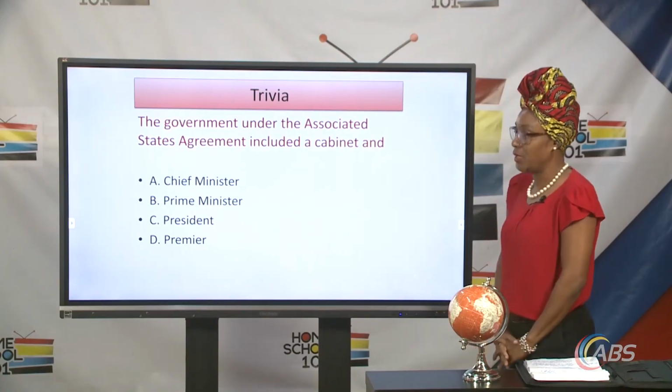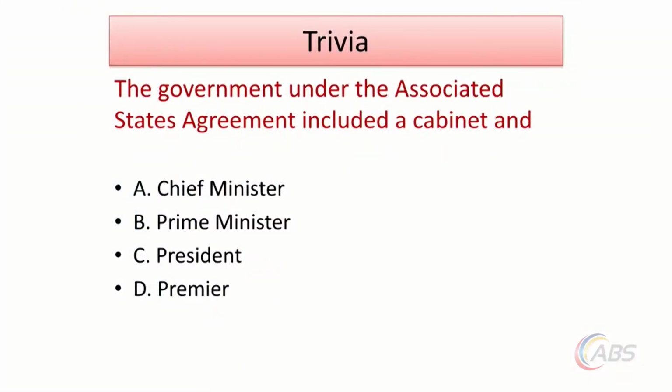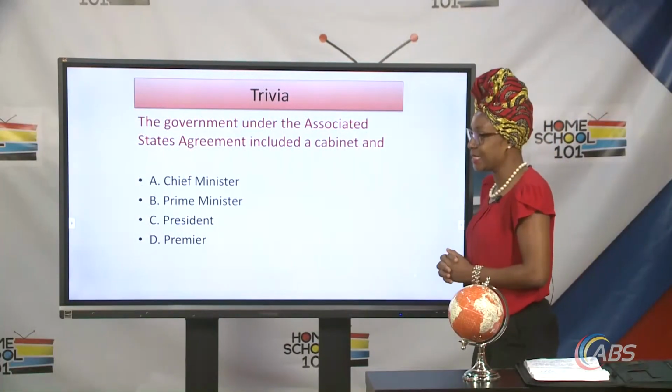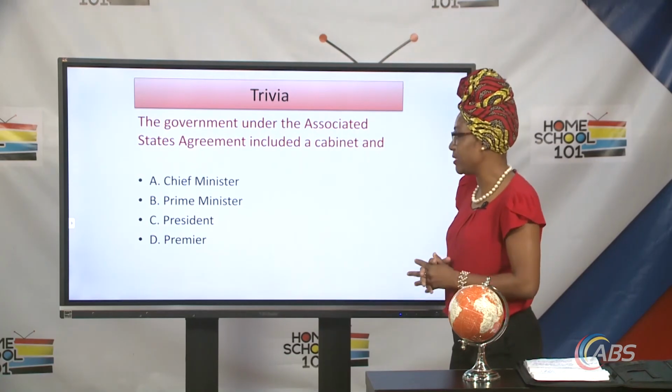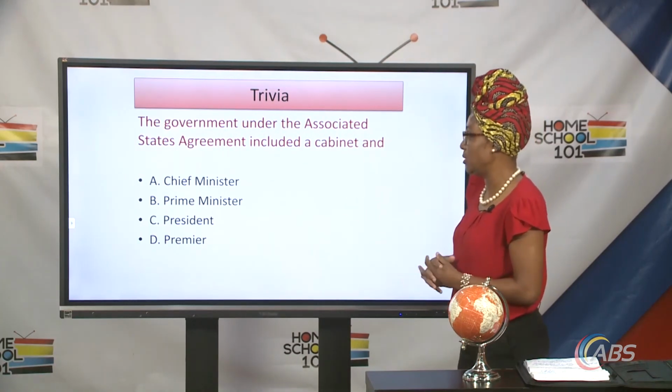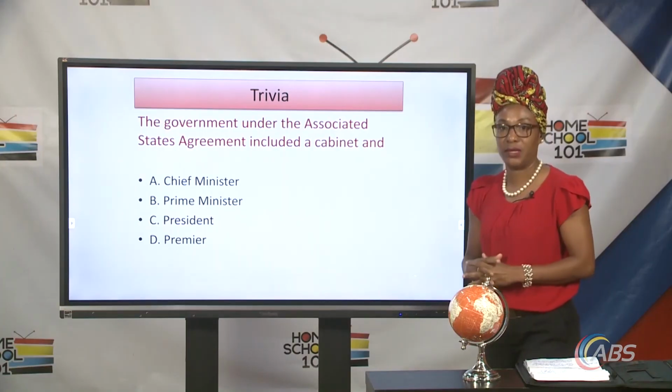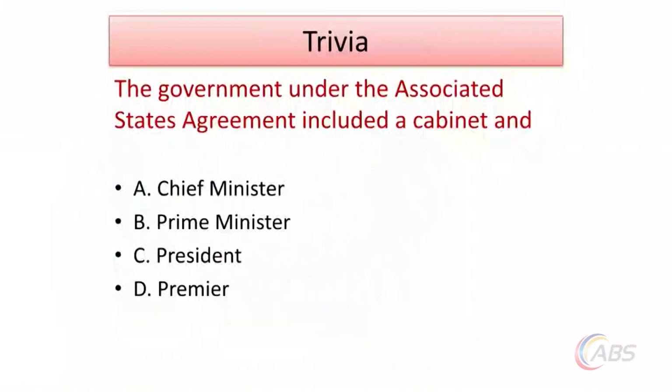All right, another question, students. The government under the Associated State Agreement included a cabinet and a A, chief minister, B, prime minister, C, president, or D, premier. Which is the correct answer, students? I hear someone saying premier. Is it correct? It is correct, premier. Within the associated state, the premier is the head of that state. Okay, so let's move on.